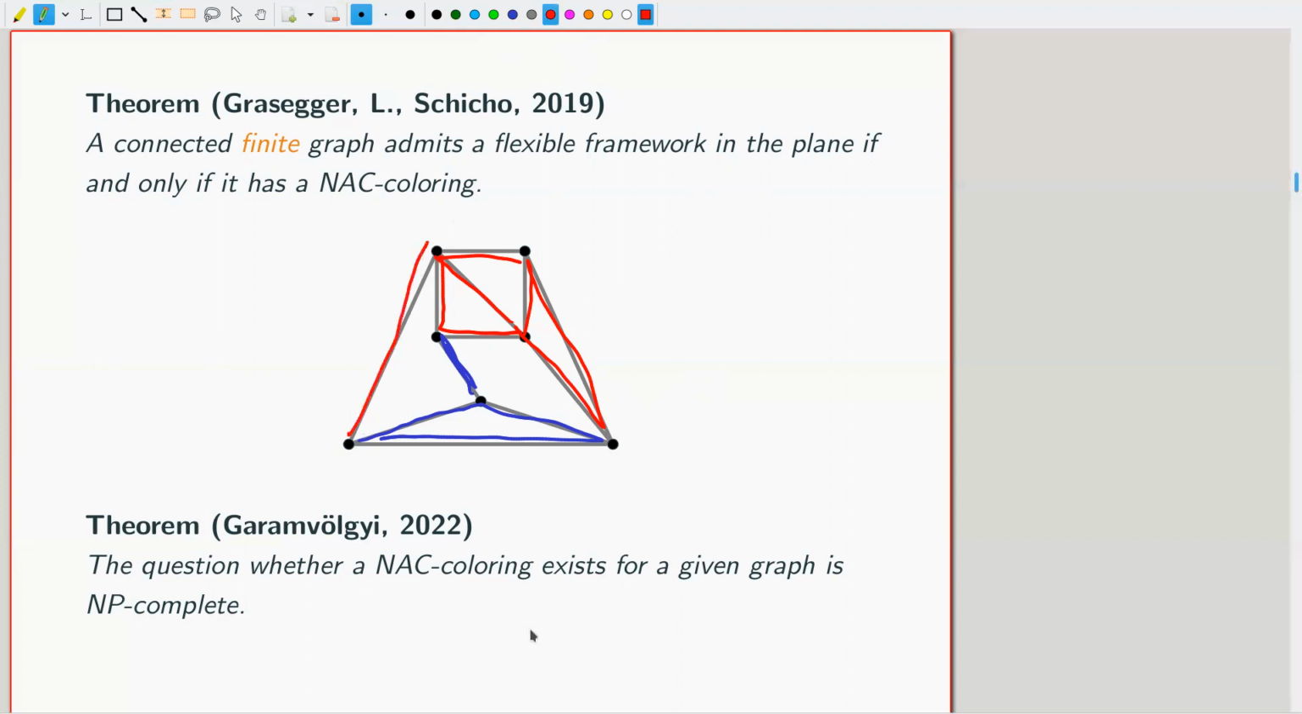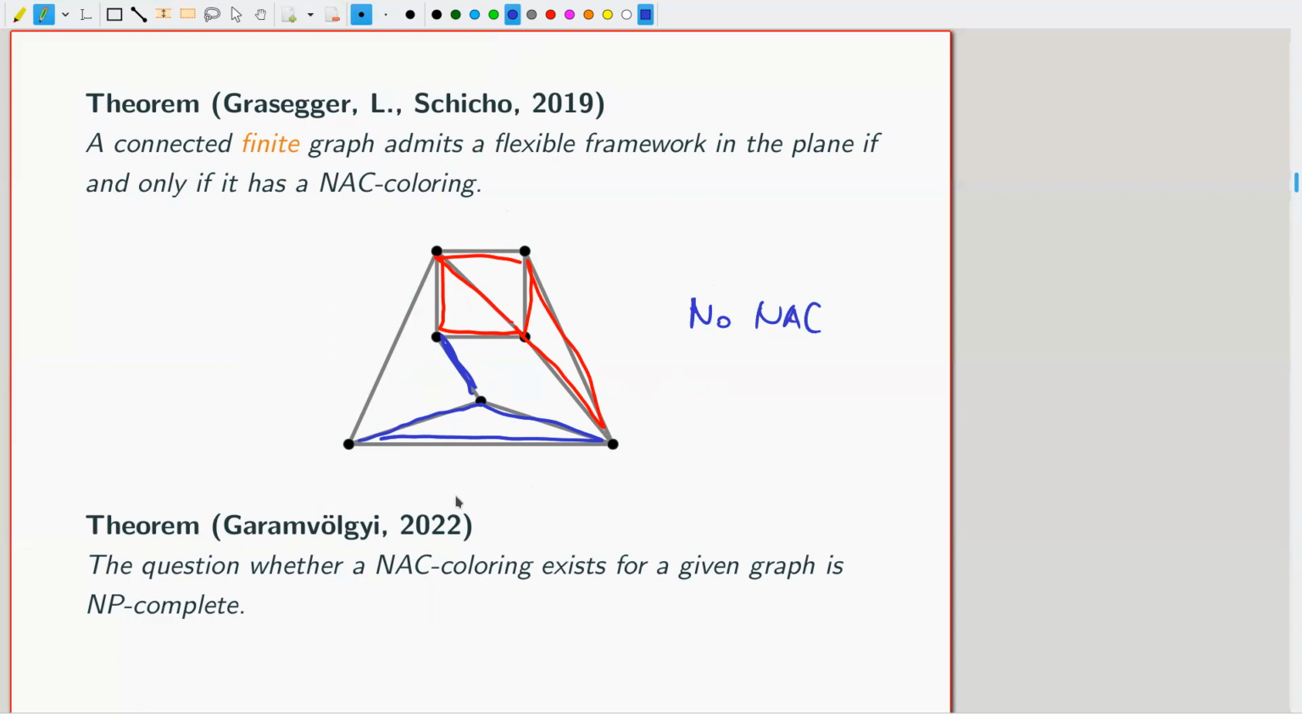So if I put here red, then I have a problem from here to here to here to here. I have an almost cycle. I have three red edges and one blue. If I do it the other way around, I have a problem here. There is only one red edge. So it's not possible. So there is no NAC coloring. So in particular, there is no way how to make this graph flexible.